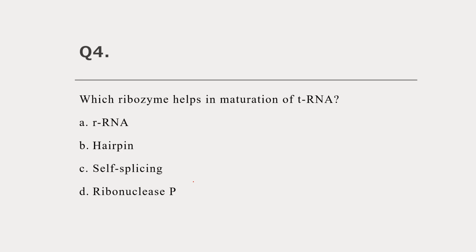Which ribozyme helps in maturation of tRNA? It has been found that there are a lot of ribozymes. So which ribozyme helps in maturation of tRNA? rRNA, hairpin ribozyme, self-splicing ribozyme, or ribonuclease P ribozyme? Everyone, please try to answer. If you don't know the answer, you can also guess it. We will be discussing it in a few minutes.